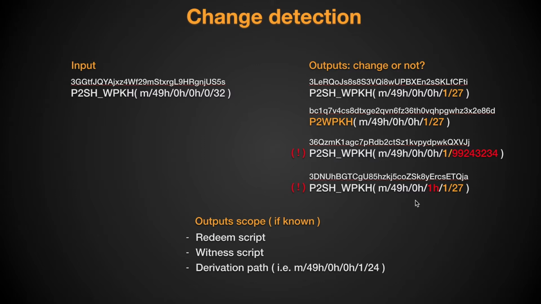And then here also something weird happens with the derivation path. In particular, here we see the transfer from one account to another one. So if you remember, the last hardened index corresponds to the account. So I would say that here you should show the user that, okay, you are transferring the money from your account number 0 to account number 1.